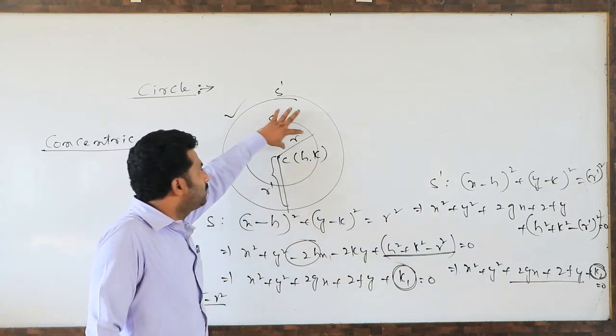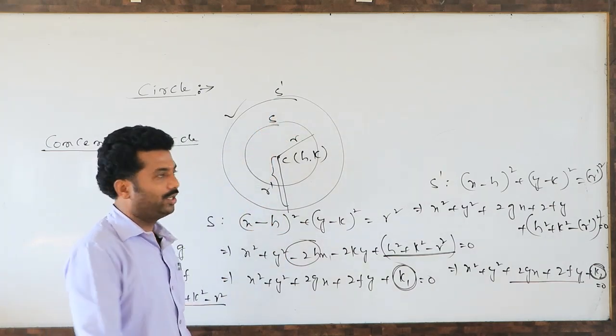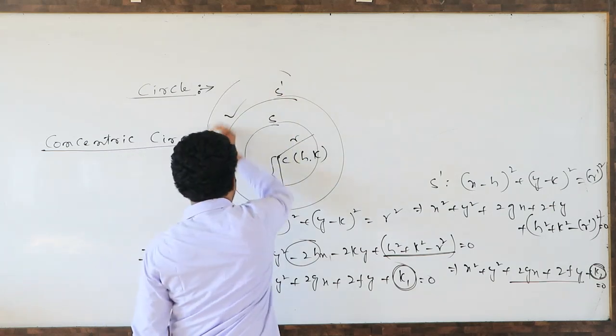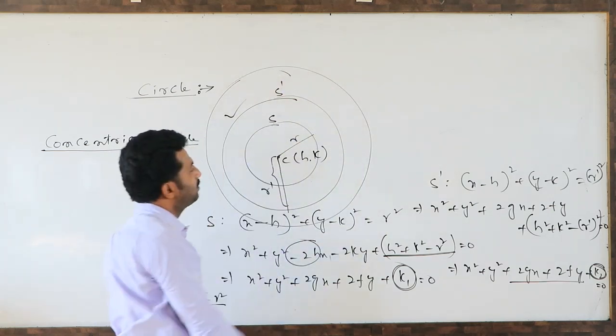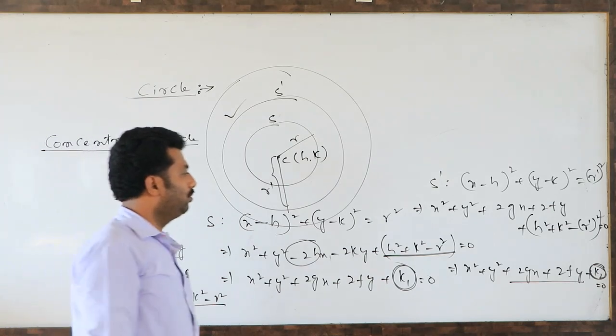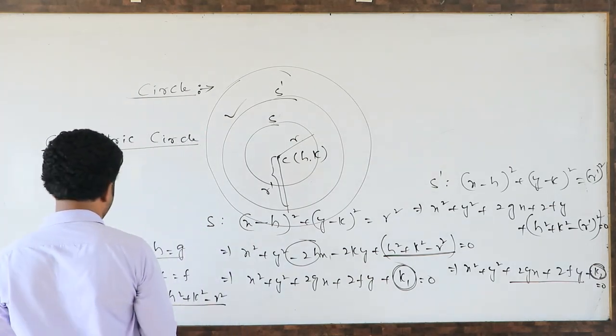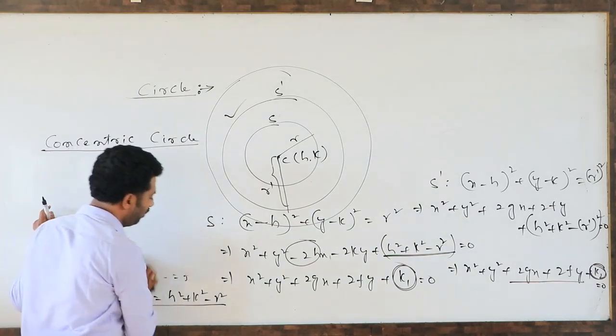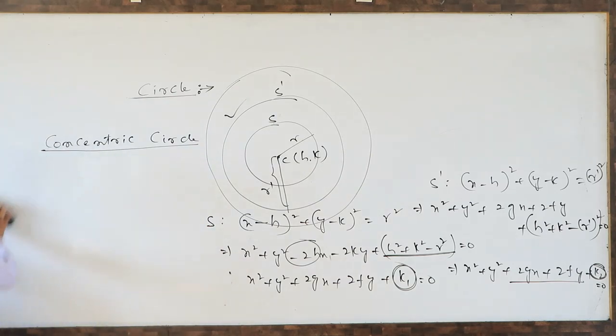So if this radius is 5 units, this is 6 units. One more circle also you can take. This is also a concentric circle. So like this we have to answer concentric circle. So one point you have to remember from this concept. What is that point?